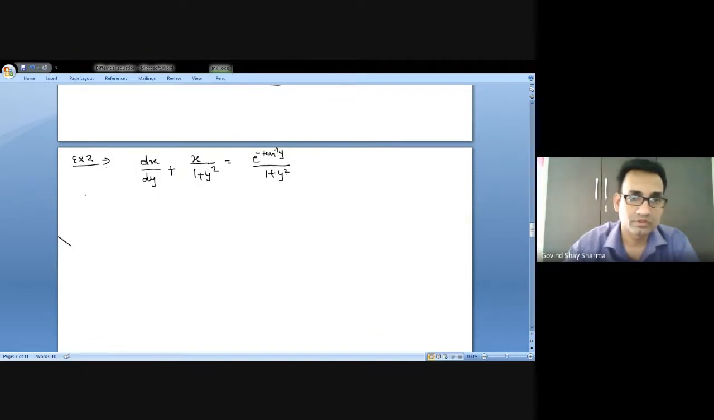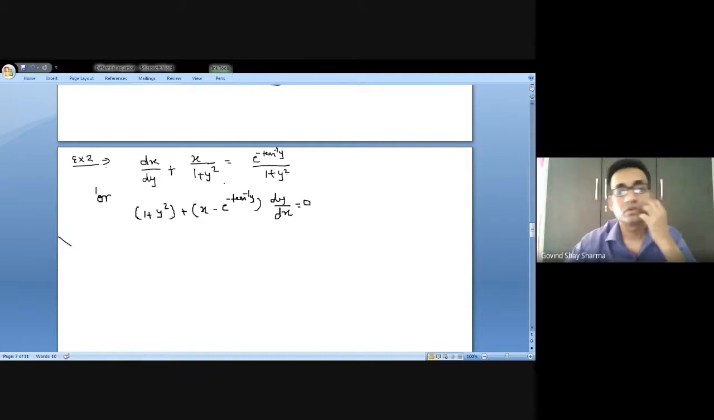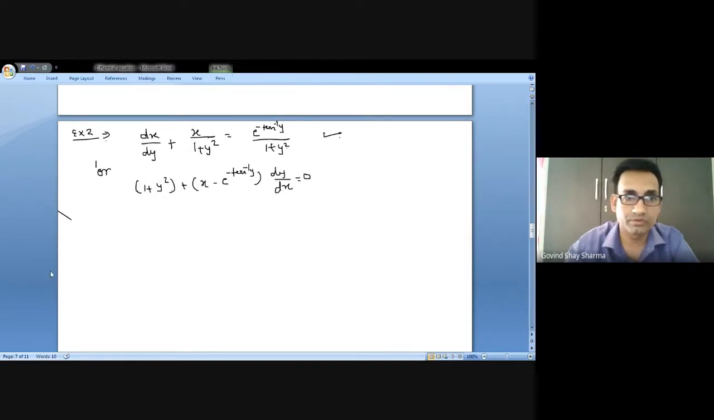Sometimes this is written as 1 upon y square plus x minus e to power minus tan inverse y dy upon dx. Both equations are the same. Okay, when we solve it for x, dx upon dy, this will become a perfect equation. Now we do the solution.